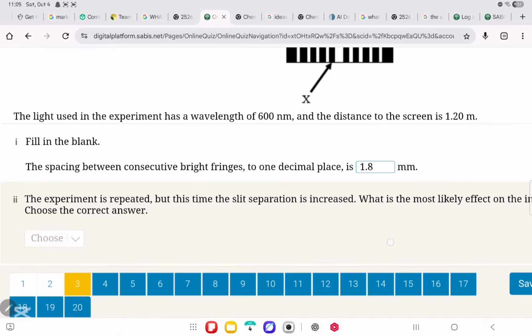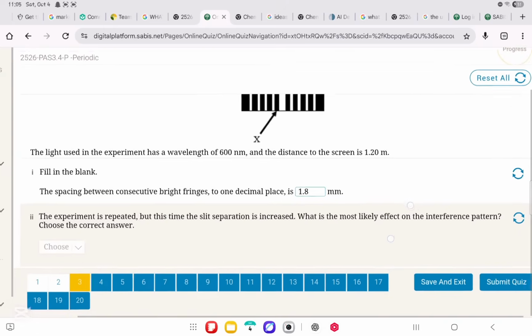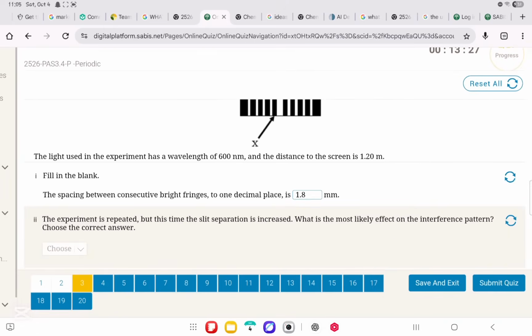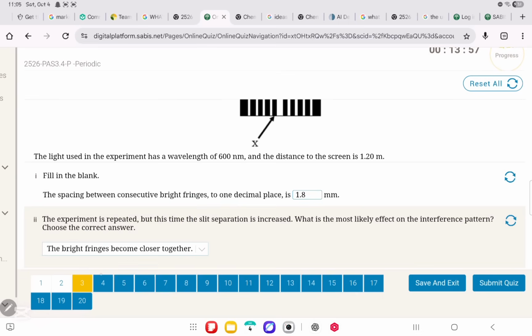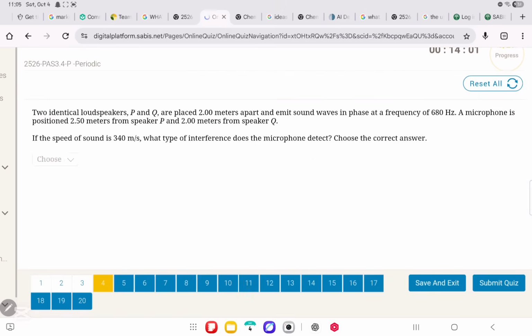We move on to part 2. The experiment is repeated, but this time the slit separation is increased. So what did they increase? They increased d. What's the equation? The equation is y equals m lambda capital D over small d. If they increased d, then y is going to decrease, and they are going to get closer. So the bright fringes become closer together because the spacing becomes less.